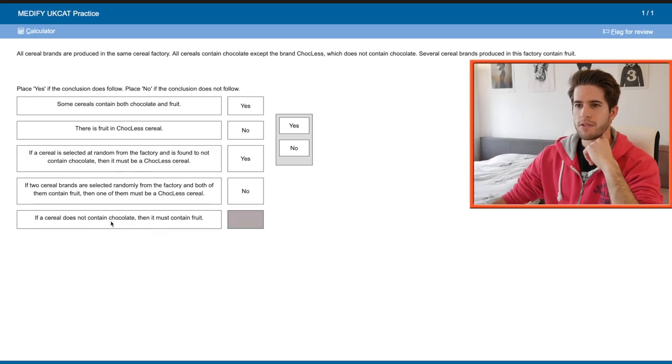If a cereal does not contain chocolate, then it must contain fruit. If a cereal does not contain chocolate, so it's Chocless, then it must contain fruit. No. Several cereal brands contain fruit. It doesn't say all of them, several of them. So some of them could not contain fruit, and it could be the ones that are also Chocless. So I'm going to go with no.